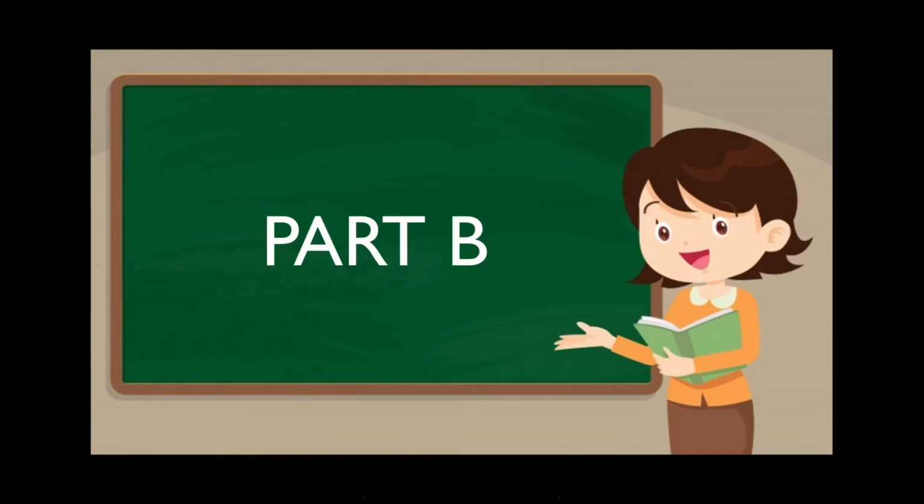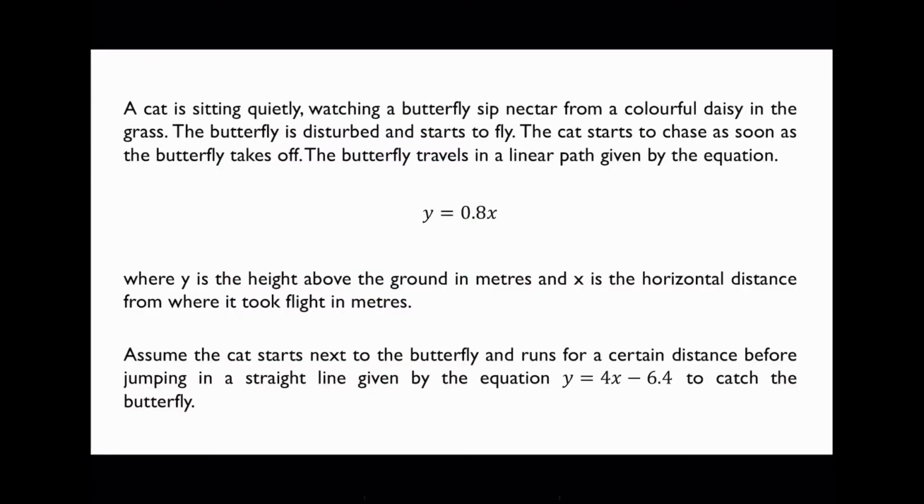Let's now move on to part B of the cat, and part B is probably the trickiest part, okay? So part B reads, a cat is sitting quietly, watching a butterfly sip nectar from a colorful daisy in the grass. The butterfly is disturbed and starts to fly. The cat starts to chase. As soon as the butterfly takes off, the butterfly travels in a linear path given by the equation y = 0.8x, where y represents the height above the ground in meters, whereas x represents the horizontal distance from where it took flight in meters.